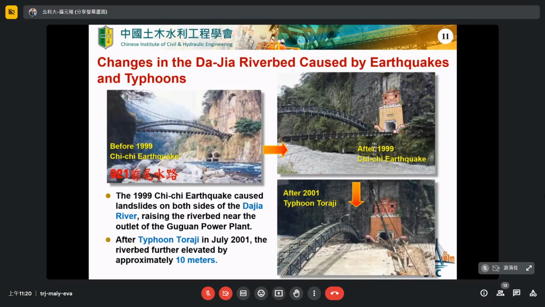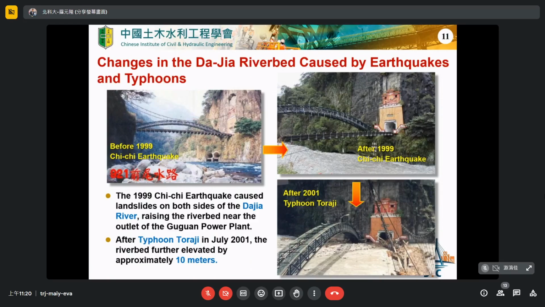This is a bridge near the outside of the Guguan power plant, Taipei. Before 1999, the distance from the bridge deck to the riverbed was very high, at least over 10 meters. However, after the Chi-Chi earthquake in 1999, lots of debris flow brought debris and stones to the riverbed here, so the clearance beneath the bridge deck becomes very, very low.